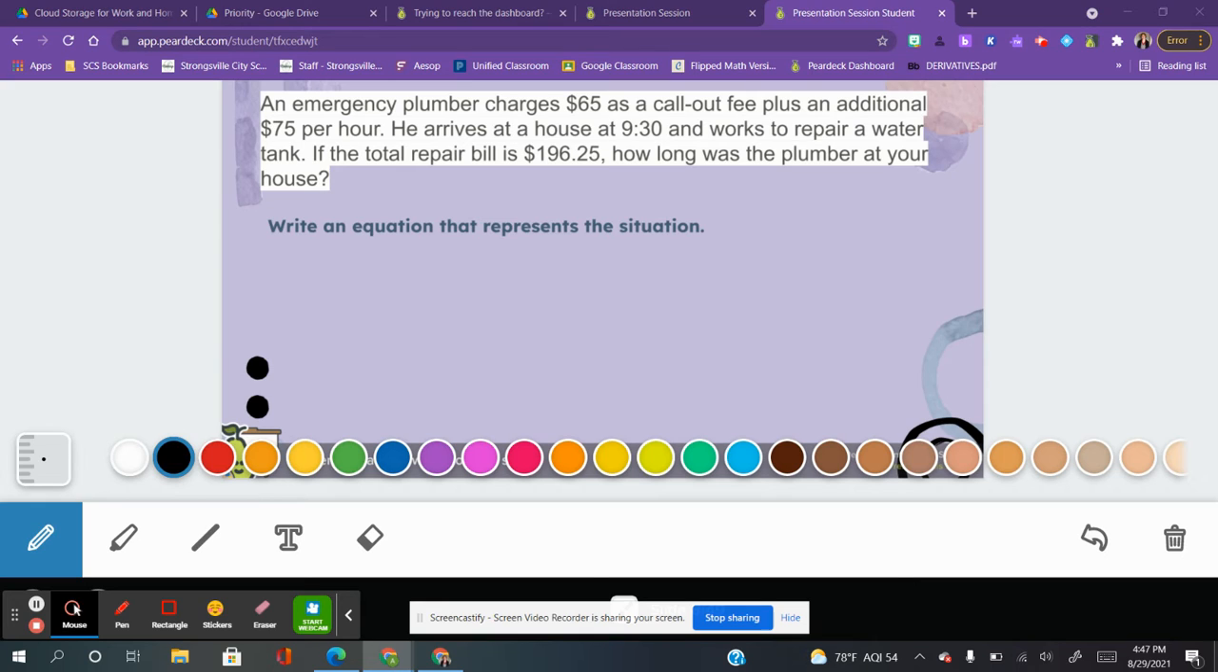He arrives at a house at 9:30 and works to repair a water tank. If the total repair bill is $196.25, how long was the plumber at your house?